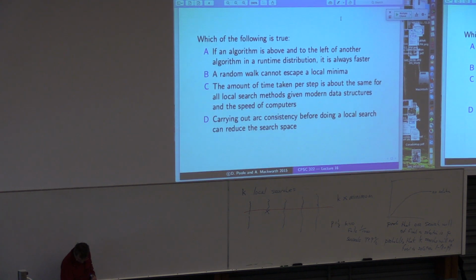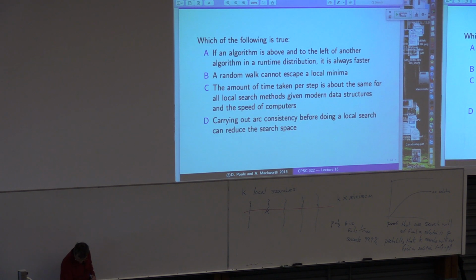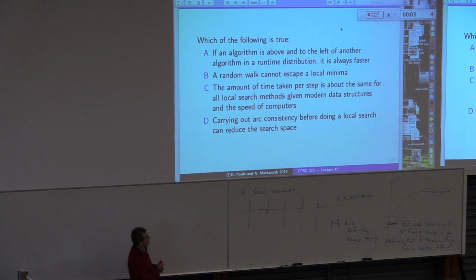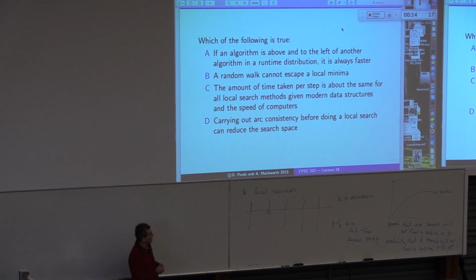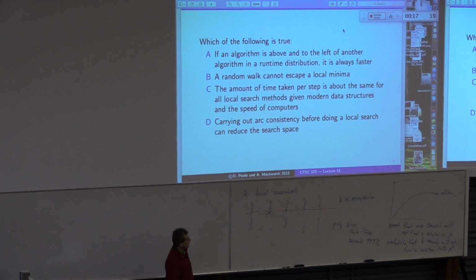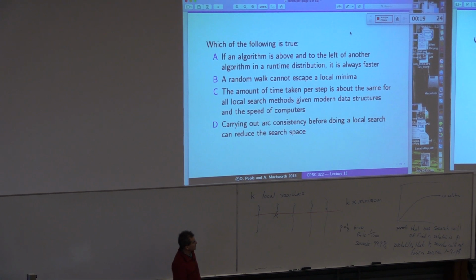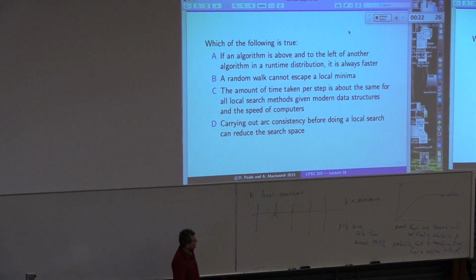Oh, one more. Which of the following is true? A, if an algorithm is above and to the left of another algorithm in the runtime distribution, it's always faster. B, a random walk cannot escape a local minimum. C, the amount of time taken per step is about the same for all local search methods given modern data structures and the speed of computers. Or D, carrying out arc consistency before doing a local search can reduce the search space.